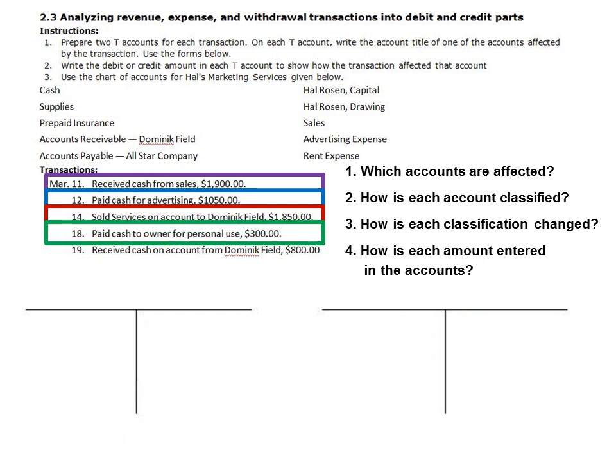Lastly, received cash on account from Dominic Field. So Dominic Field, if you look back on the 14th of March, we sold, he owed us $18.50. Well, the future is now, and he's paying a partial amount of what he owed us. Didn't pay it all in full, but he's paying a partial amount. So we received cash on account from Dominic Field. Well, received cash, there's our first account. That's the obvious one.